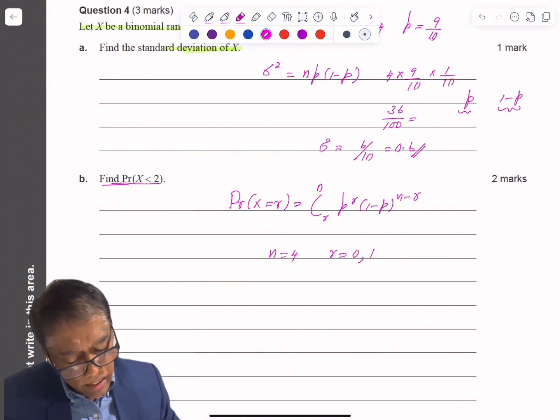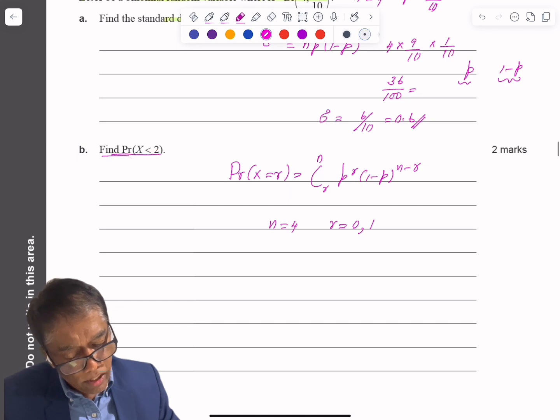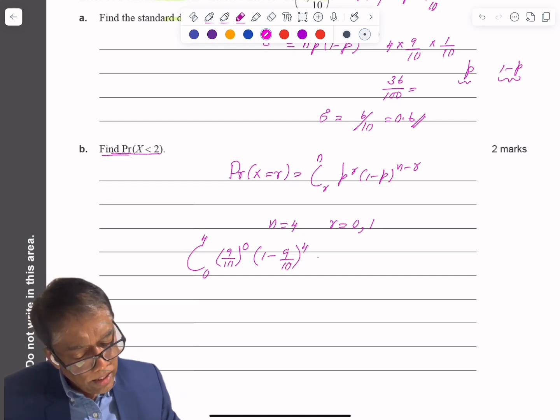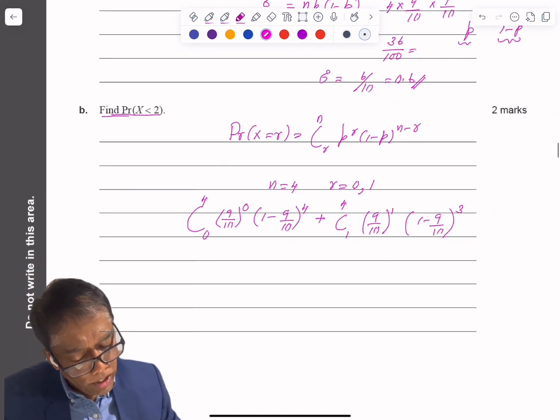This can be written as 4C0 times (9 over 10) to the power of 0 times (1 minus 9 over 10) to the power of 4, plus 4C1 times (9 over 10) to the power of 1 times (1 minus 9 over 10) to the power of 3. 4C0 is equal to 1, and 1 minus 9 over 10 is 1 over 10, so the first term is 1 over 10 to the power of 4, plus 4C1 is 4, times 9 over 10, times 1 over 10 to the power of 3.